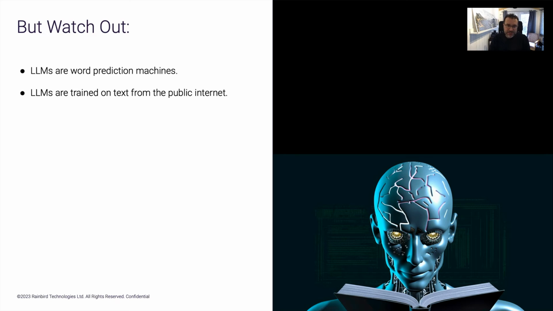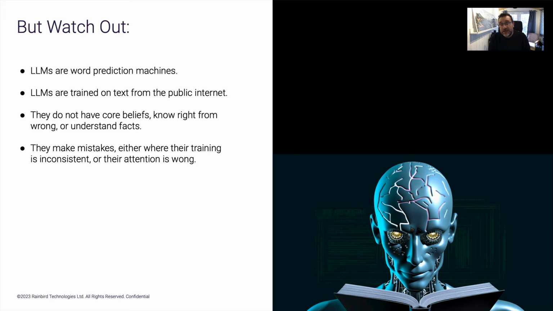These things are just machine learning models. They don't have any sense of core beliefs or know right from wrong. They don't understand facts. As a result, they often make mistakes. They make mistakes where maybe their training data was inconsistent, or their attention is wrong, where they don't attend to the right parts of the text that you've given it.